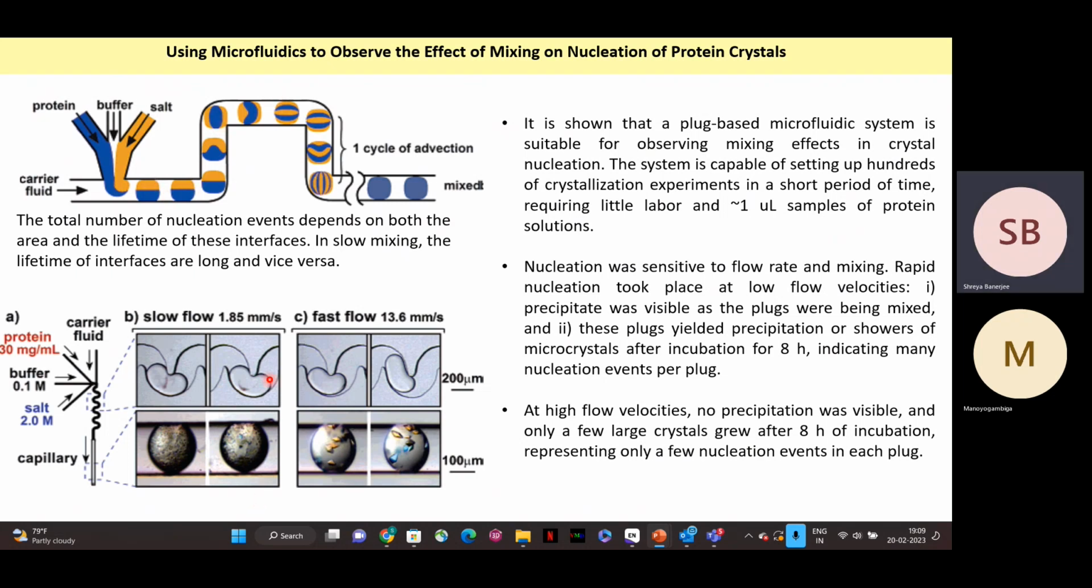But if the flow of the drop is fast, as shown here, the number of nucleation events is very few. And so from those few nucleation events, large crystals can grow after 8 hours of incubation. So depending on what kind of crystals you need, if you need many tiny crystals, you need to keep the flow slow. And if you need a few large crystals, the flow needs to be fast. So in this way, you can control the nucleation events by the rate of the flow in the microfluidic tube.